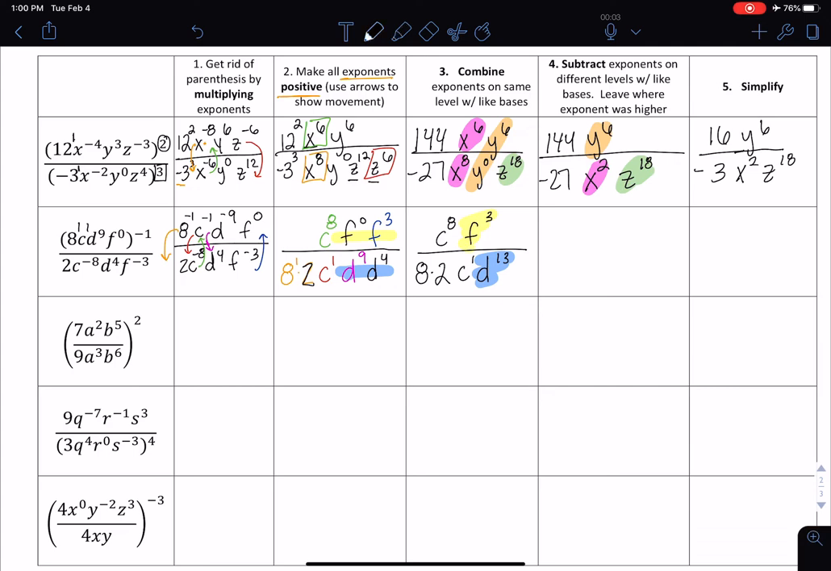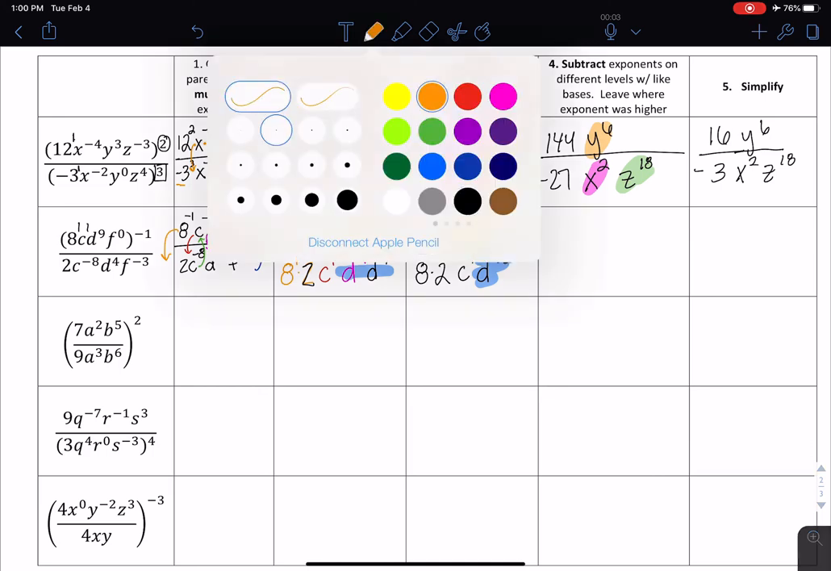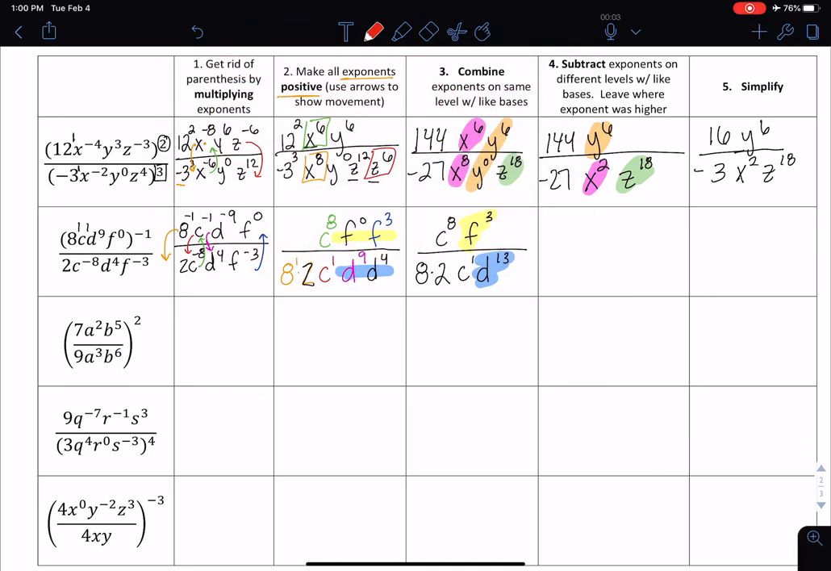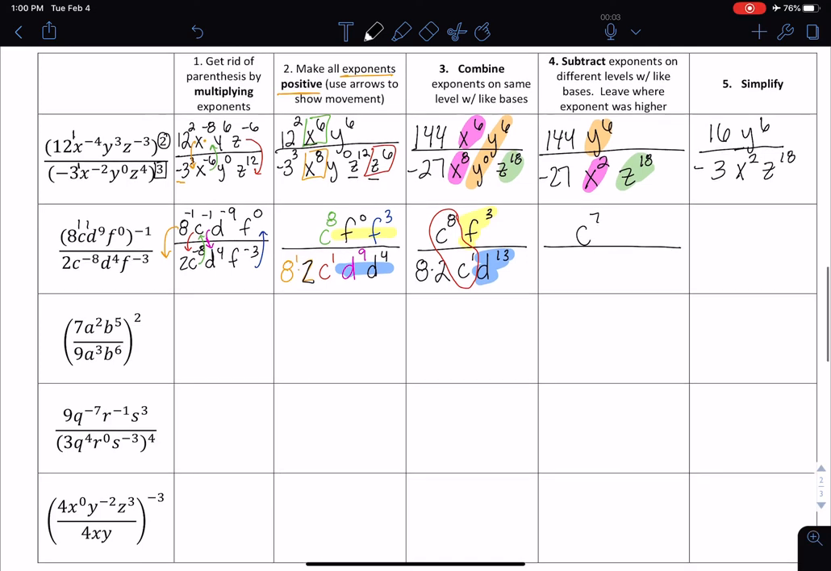All right. So the next step is we're going to subtract the exponents with the same base that are on top and on the bottom. Starting with my C's. C is the only letter that has 1 on top and 1 on bottom, so I subtract top from bottom. So I have 8 on top minus 1 on the bottom, I have 7. So C to the 7. There's no F's on the bottom to subtract, so they stay on top. I have an 8 times 2 on the bottom, and there's no D's on the top to subtract, so I have D to the 13th.